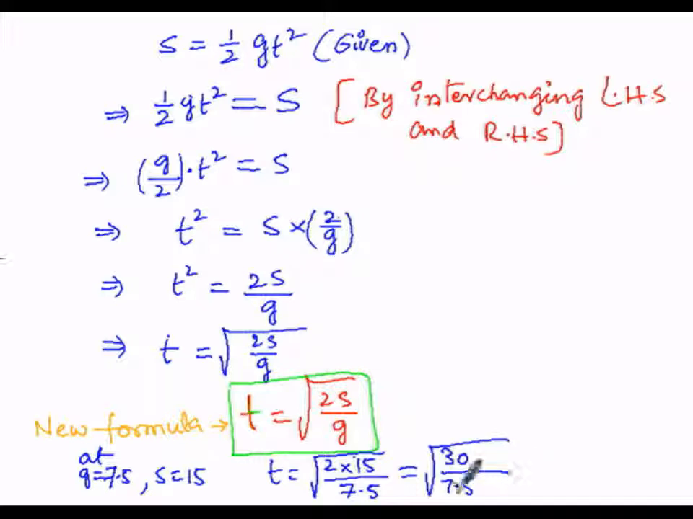But in order to remove the decimal in the denominator, after the decimal there is only one digit, that is 5. So let us multiply with 10 in order to remove this decimal, 1 followed by 0, that is 10, in the denominator, and similarly 10 in the numerator. Then that equals under root, 30 into 10 is 300, divided by 7.5 into 10. So here we have multiplied 7.5 with 10 in order to remove this decimal, so 7.5 becomes just 75.